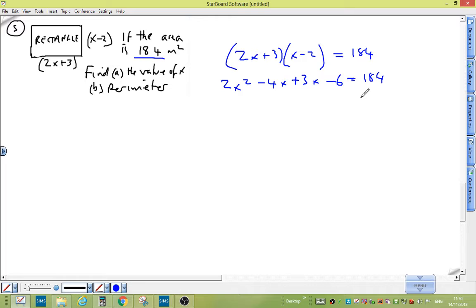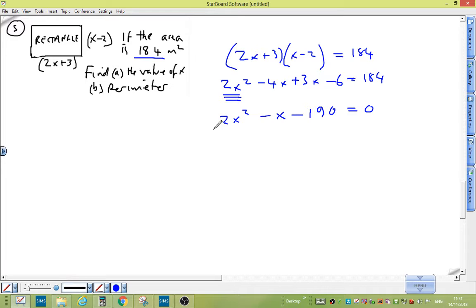Everything's going to go onto the left-hand side, because I've got positive x squareds here on the left-hand side. So bring this over to make a minus. So I end up with 2x squared minus 4x plus 3x, which gives you minus x. And that comes over to make a minus 190. And it equals 0. Okay?